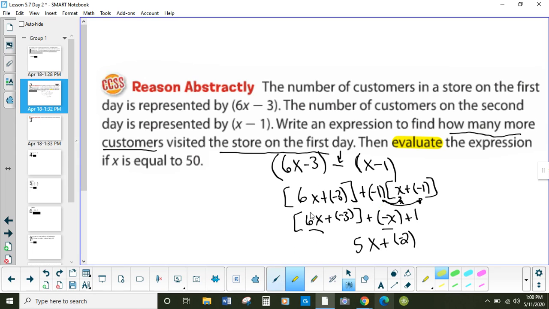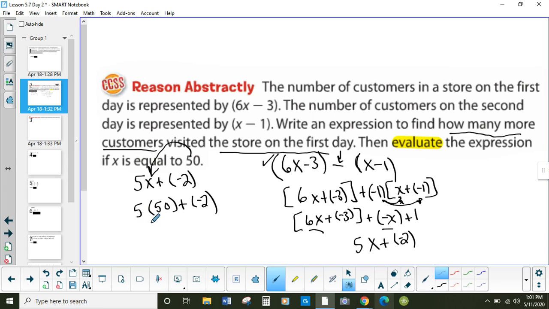So first I did the subtraction. We learned that in our last lesson. Now I'm going to evaluate. We're learning that now, which is how to take our expression 5x plus negative 2. Evaluate means substitute the value for the variable, the number for the letter, and simplify. So I have 5 times x, or 5 times 50, plus negative 2. And this remaining number, after we evaluate this, will represent how many more customers were on the first day.